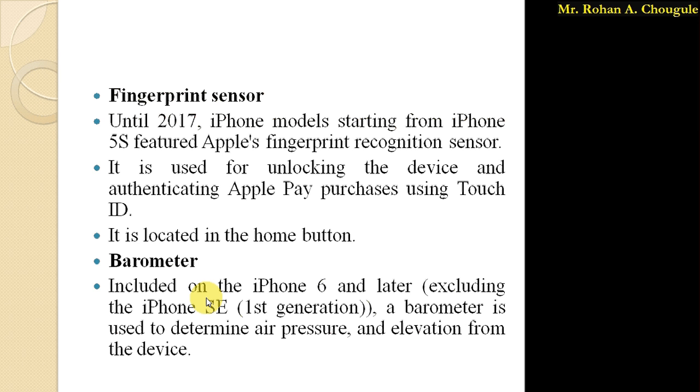Then a fingerprint sensor is there. As we know, exactly below the screen we had one physical button, and in that physical button the fingerprint sensor is located. Until 2017, iPhone models starting from the iPhone 5s feature Apple's fingerprint sensor. Okay, from the iPhone 5s we are getting this fingerprint sensor technology, and as I said, it is located in the home button.